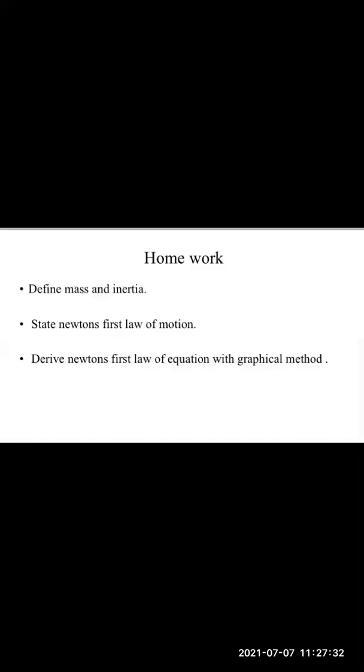So students, today's homework is going to be: define mass and inertia, state Newton's first law of motion, and derive Newton's first law of motion equation with graphical method. Just now we saw the graphical method. That question comes out for 4 to 5 marks. So please do not skip it. It is very easy. Just understand the graph very thoroughly, and then you can write the equation on your own. So it is not at all difficult.